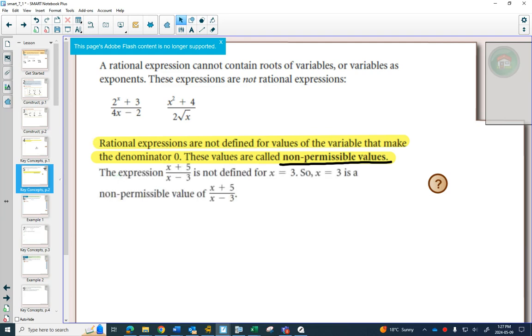All right, here's some examples where square roots and x's and exponents. So if you had this expression, 3 would be bad. 3 would cause you to divide by 0, so we call that our non-permissible value for our equation.